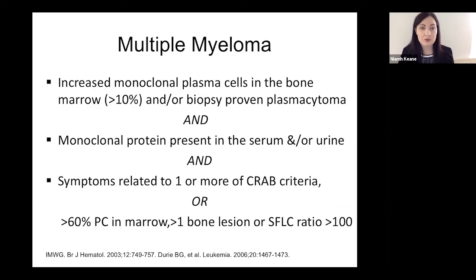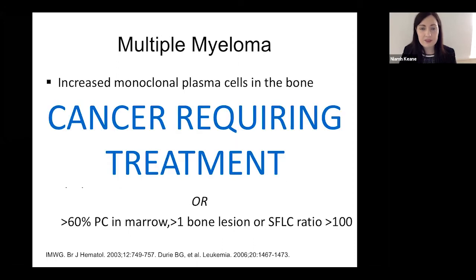So you have to detect a monoclonal plasma cell in the bone marrow, and it has to be greater than 10%, or a biopsy-proven plasmacytoma, which is a little pocket of plasma cells outside of the bone or within the bone marrow. A monoclonal protein present in the serum and or urine, and symptoms of the CRAB criteria or one of these newer criteria that I've described. So this is a cancer and it does require treatment.